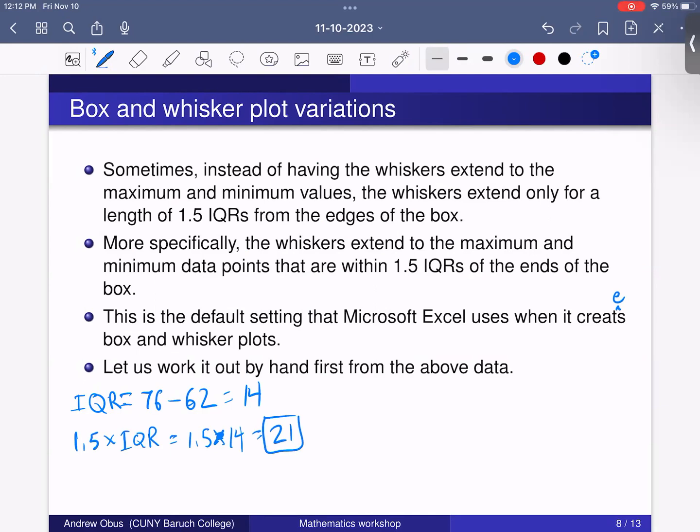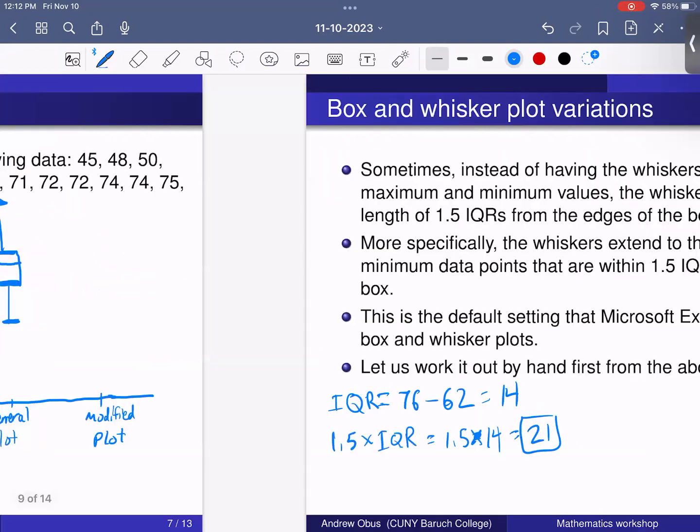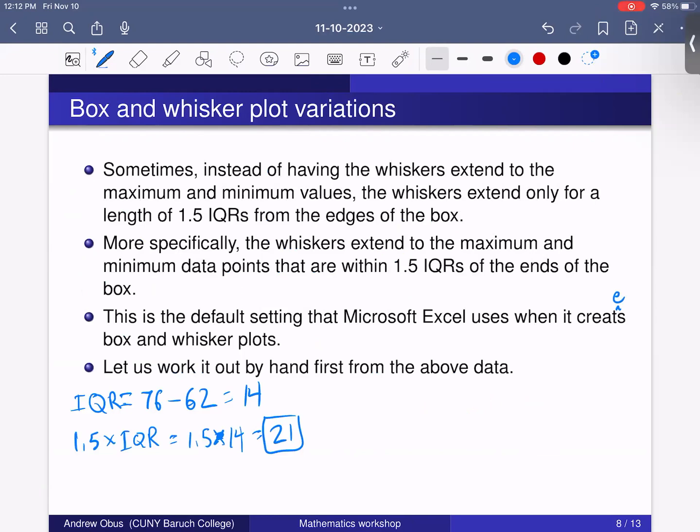So what do we do? If we wanted to do a modified box and whisker plot, so this is the general plot, and now side by side, if I wanted to do a modified plot, which is going to be the same, except that I don't let the whiskers necessarily go all the way to the top or all the way to the bottom. I only let it go up to 1.5 interquartile ranges, which is a distance of 21.